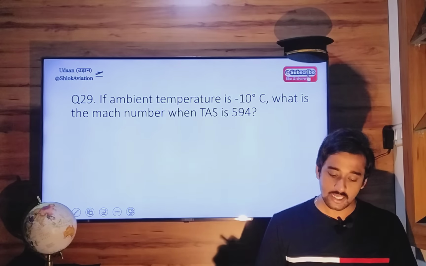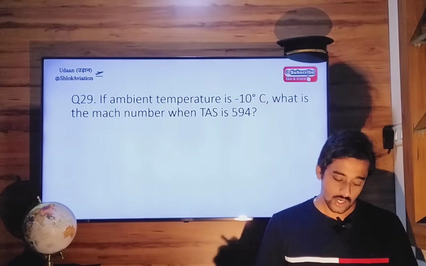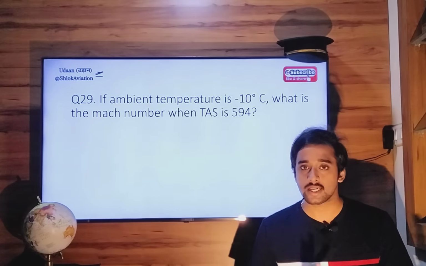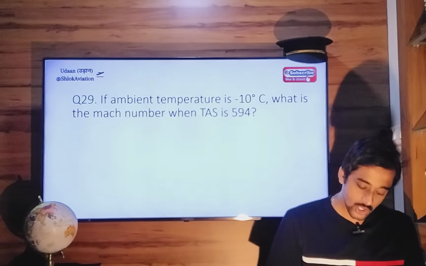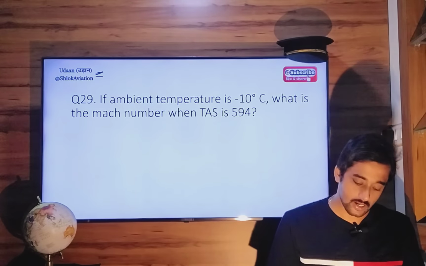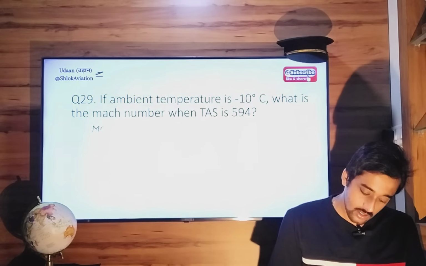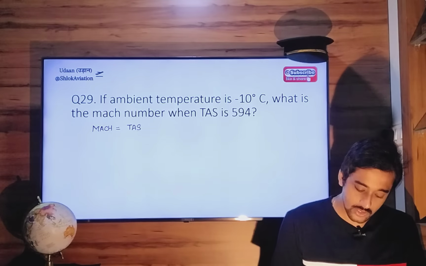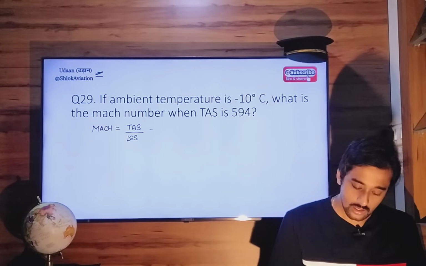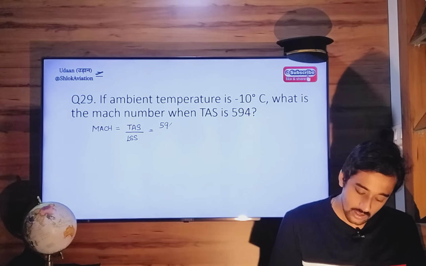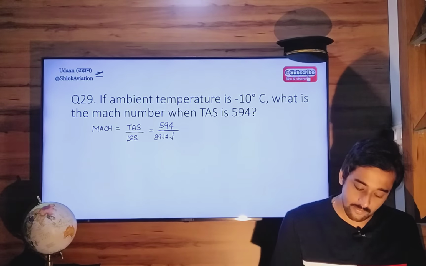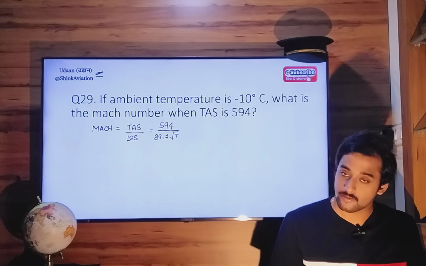Next, if ambient temperature is minus 10 Celsius, what is the Mach number when TAS is 594? Now you can use your CH3 and calculate this. I will show you the formula method. Now Mach number is true airspeed divided by local speed of sound. Now true airspeed is 594. Local speed of sound is 39.17 square root of temperature in Kelvin.